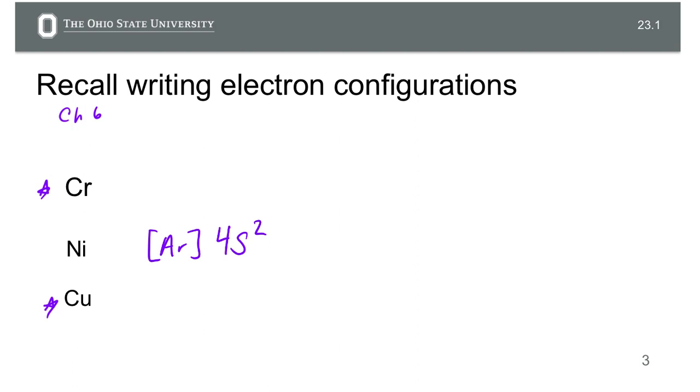3d8. So we fill out the 3d orbital next, and the number of electrons is based on the position, again, on the periodic table. That represents the number of electrons there, okay?